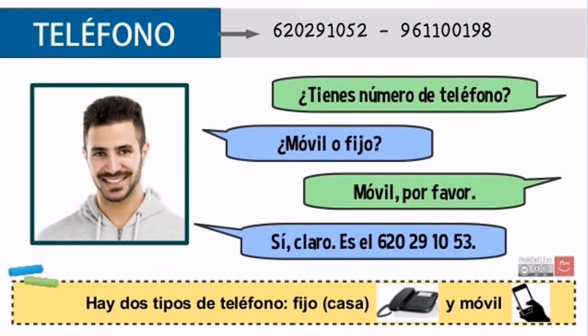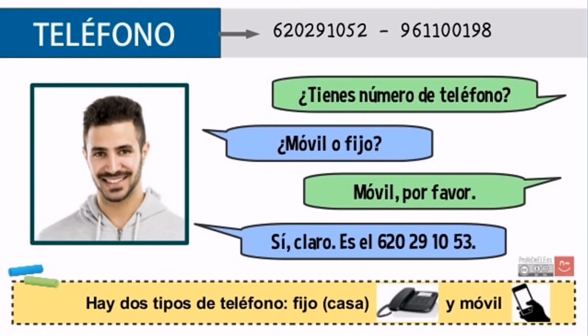So we told him, móvil, por favor, which means cell phone, please. So he's going to say, yes, sure. This means, sí, claro, es el 620291053. Entonces, this means he said it is, and he gave us his phone number. We're going to upload a video teaching you the numbers so you would be able to understand numbers in Spanish and be able to give out your number in Spanish too.